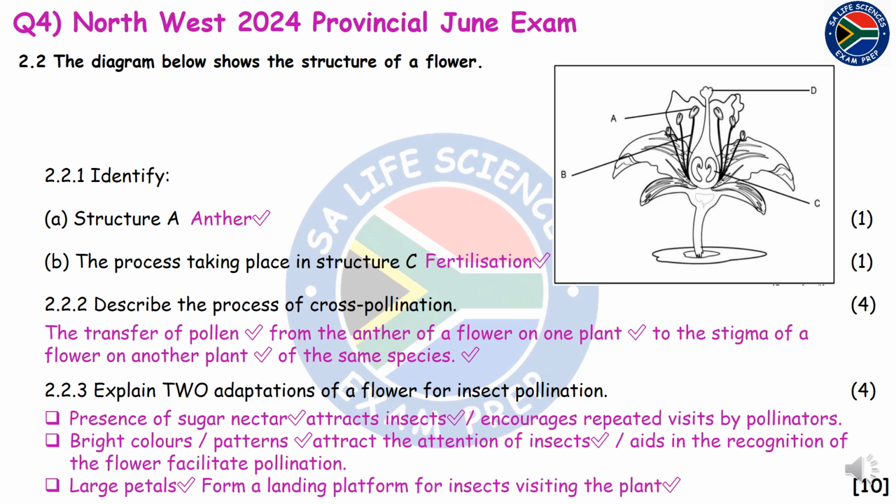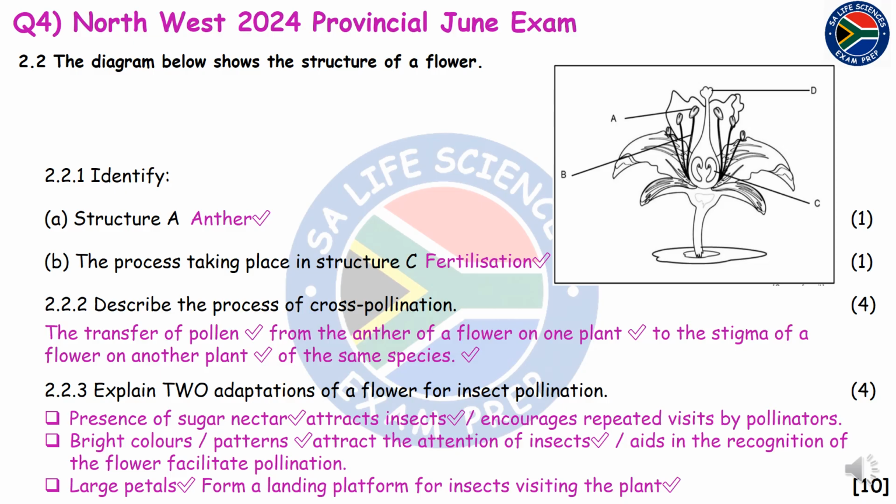2.2.2 asks you to describe the process of cross-pollination. So, for this question, we need to be very careful. It is important to write an answer that can distinguish cross-pollination from self-pollination. So let's look at how the marks are allocated.